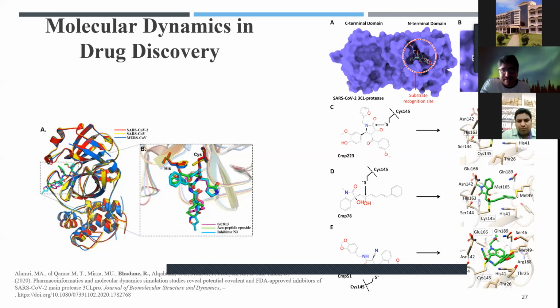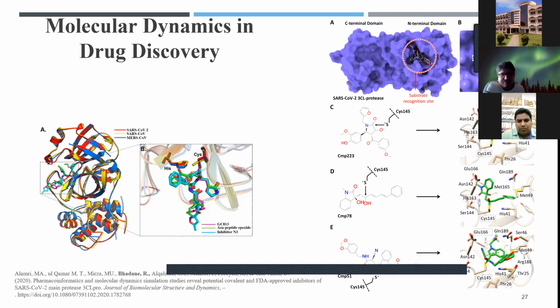And as the structure of this protease was available quite early in February, you can see that a lot of papers were there on the M protease. And we also chose this M protease. So we took the 6LU7 PDB ID, and we did a molecular dynamics simulation.